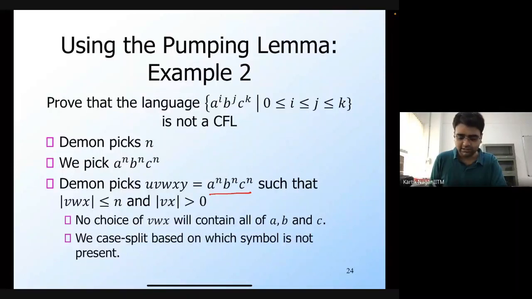In order to span all 3, if this vwx were to contain all 3 of a, b, and c, then its length must be greater than n. But that is not the case, since the length of vwx is less than or equal to n. Therefore, it's not going to contain all of a, b, and c. So one of a, b, or c will be missing in vwx, and we will case split based on which symbol is not present.